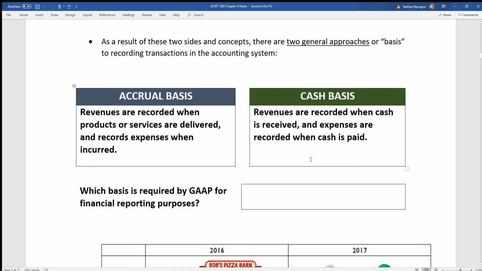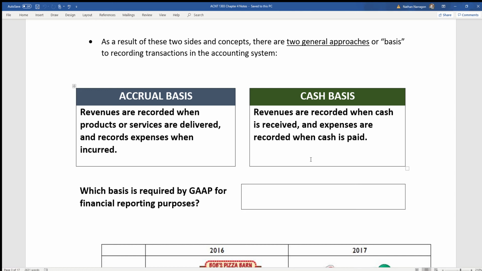So when we look at these concepts, there are still two general approaches, or bases. One is, of course, the accrual basis, which this chapter is pretty much talking about. And this is where revenues are recorded when products or services are delivered. And then we have the cash basis, where revenues are recorded when cash is received, or expenses are paid, but basically we do not recognize any accounting economic transactions until cash has been used.